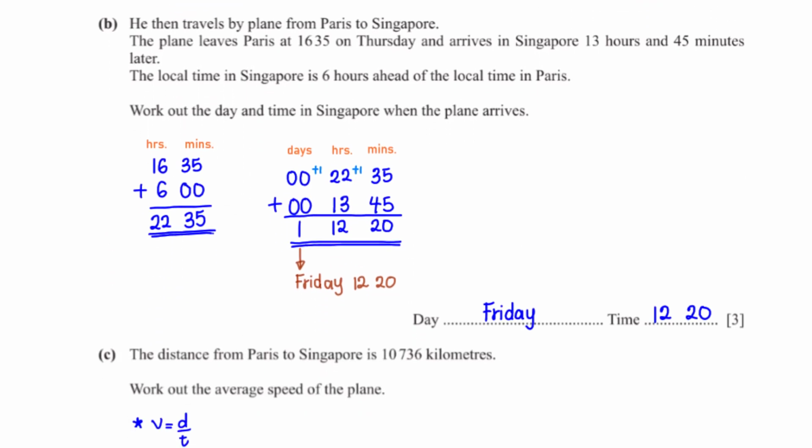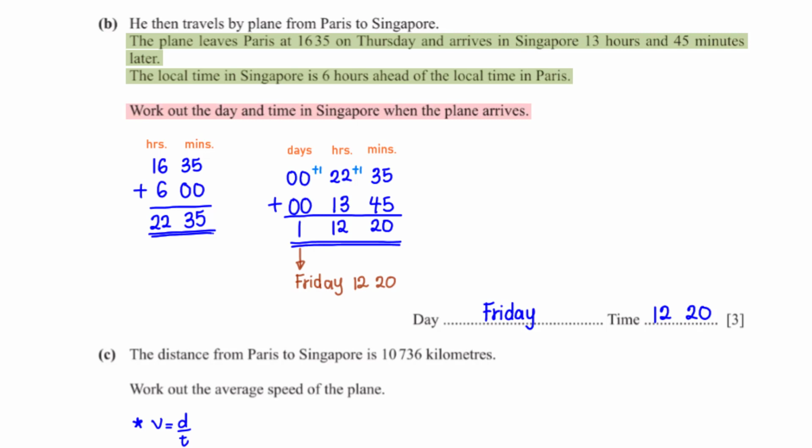He then travels by plane from Paris to Singapore. The plane leaves Paris at 16:35 on Thursday and arrives in Singapore 13 hours and 45 minutes later. The local time in Singapore is 6 hours ahead of the local time in Paris. Work out the day and time in Singapore when the plane arrives.